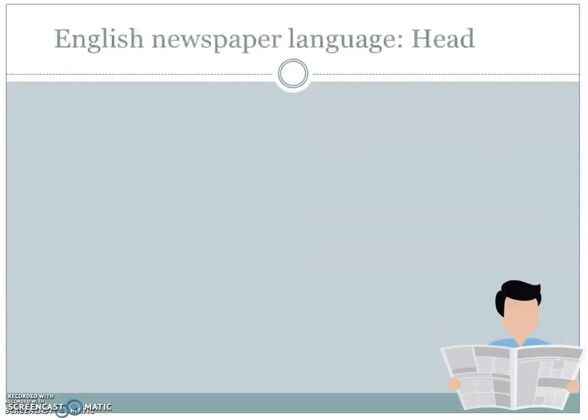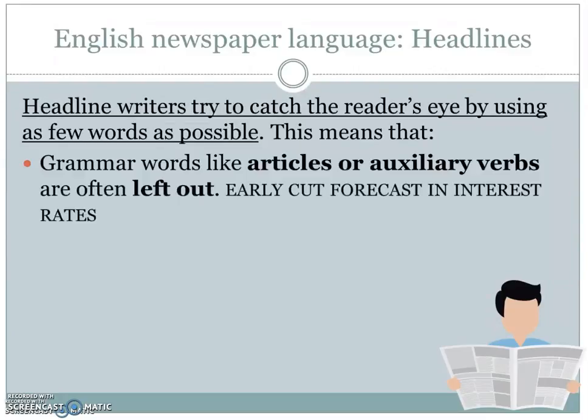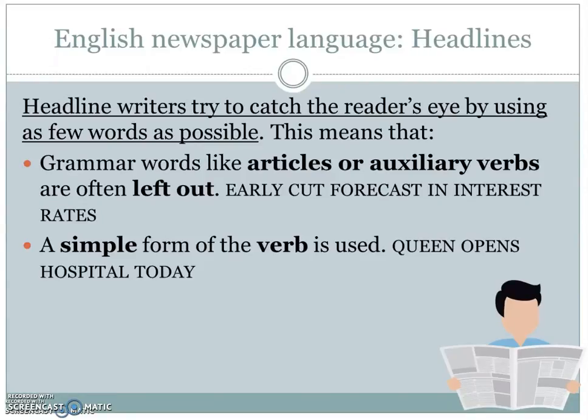Now that we know all about the sections, it's time to discover the characteristics of the language used to write headlines. In the UK, headline writers try to catch the reader's eye by using as few words as possible. This means that grammar words like articles or auxiliary verbs are often left out. For instance, "early cuts forecast in interest rates."